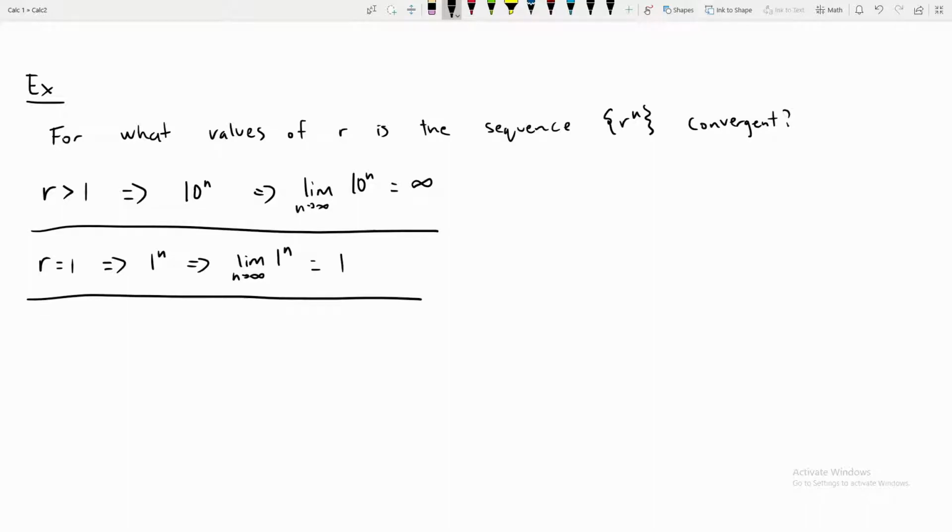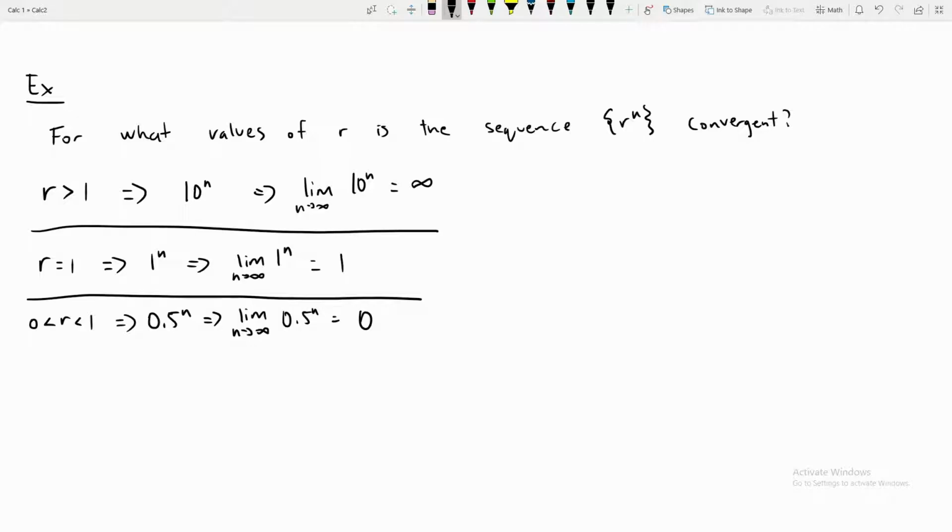The next one is when r is between 0 and 1. So r is going to be between 0 and 1. And in that case, as a sample value, let's just take 0.5. So that's what the nth term could look like potentially. If we want to take the limit of any of those terms, well, something like 0.5 to the n would just equal 0.